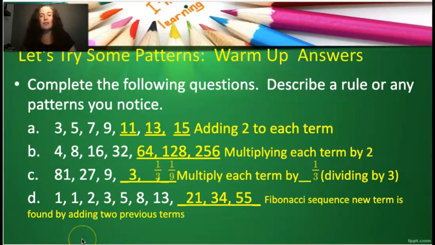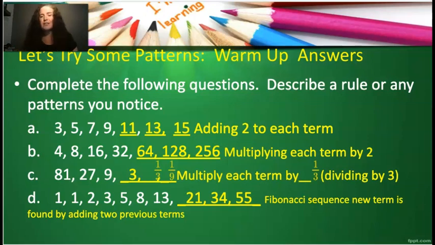All right, so here's our answers. So notice that I have 11, 13, and 15, but I write that I'm adding 2 to each term. On the next one, I'm multiplying each term by 2. And then on part C, I'm multiplying each term by 1/3, which for some of you, you probably wrote dividing by 3. Make sure you make that connection, that multiplying by 1/3 is the same as dividing by 3.